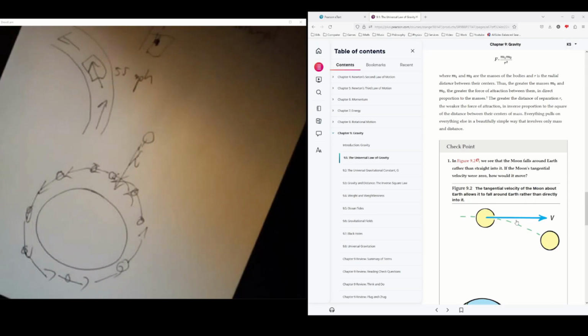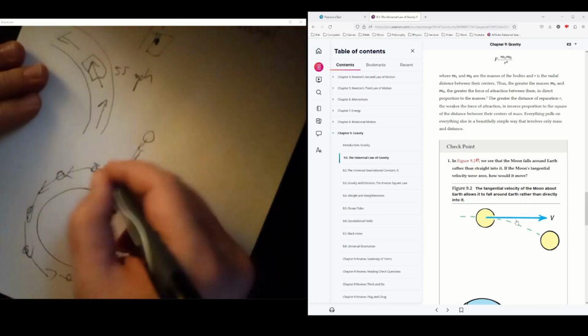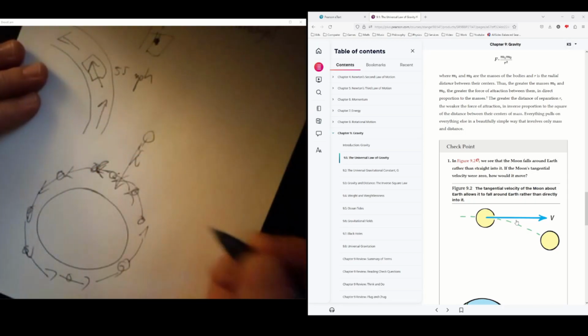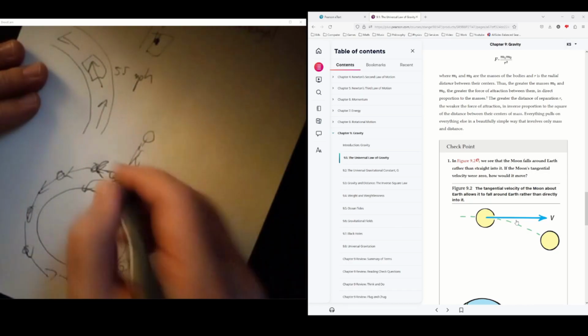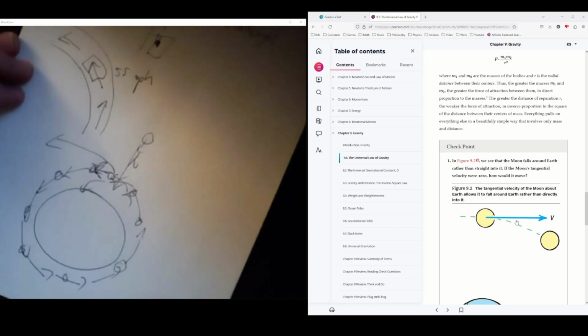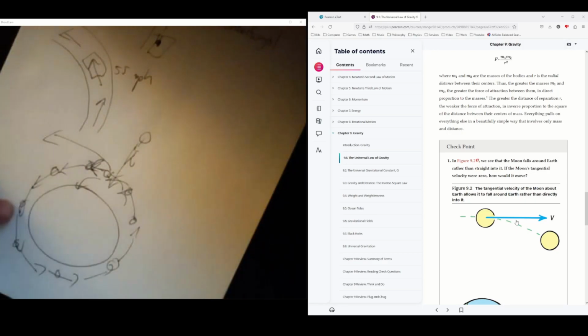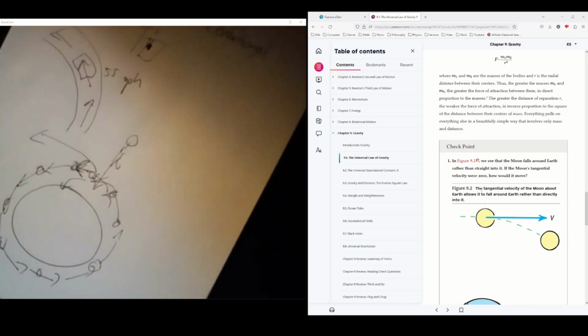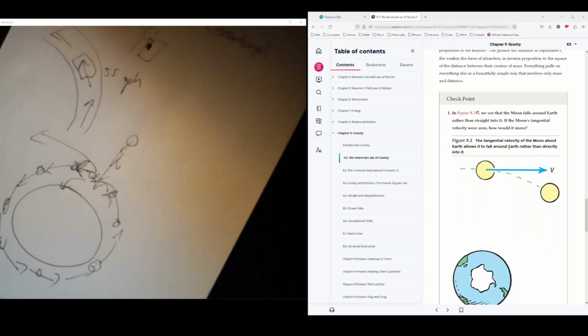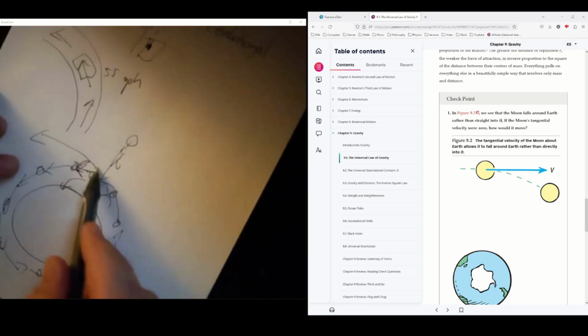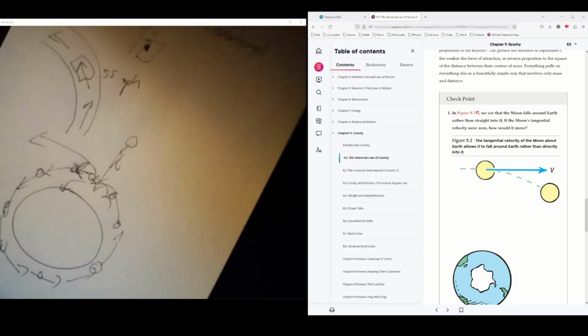And again, you have to have a very specific velocity to do this. If it's any less, you'll fall into Earth. If it's any greater, you'll go away from Earth. So a very specific velocity has to be done for that. And that looks like what they're talking about here, because they're saying we see that the moon falls around the Earth. That's what they mean here, how something falls around: the acceleration is changing the direction of the velocity, but not actually changing the speed.